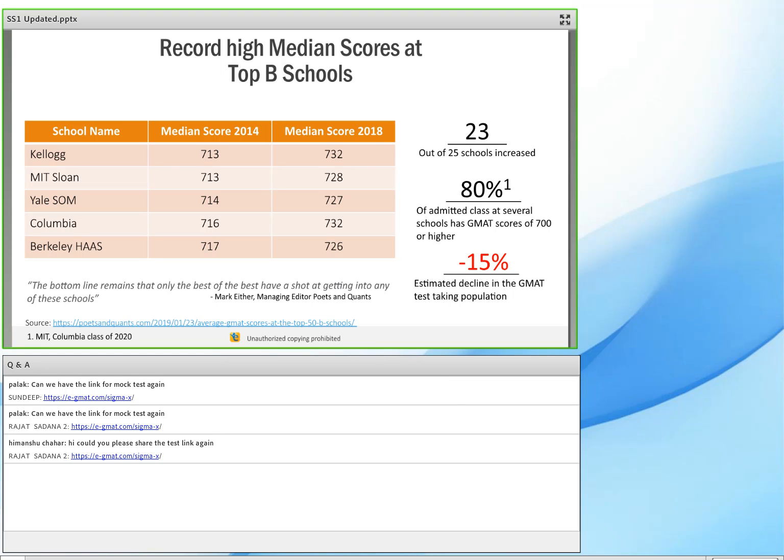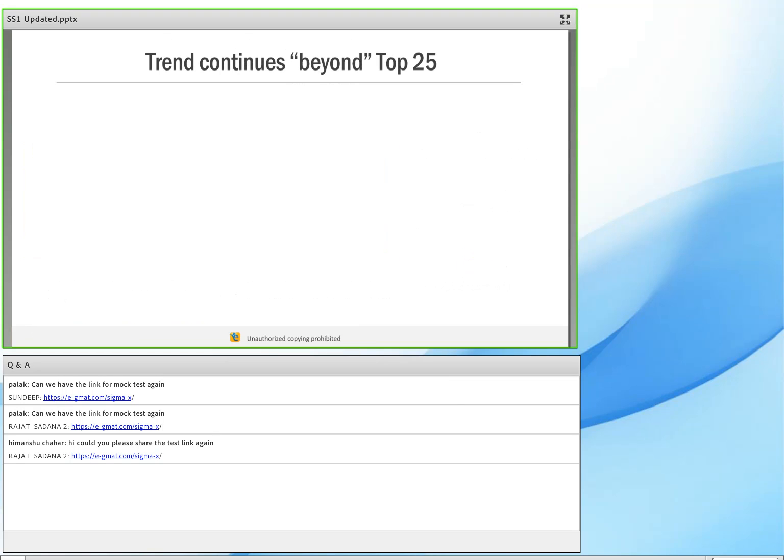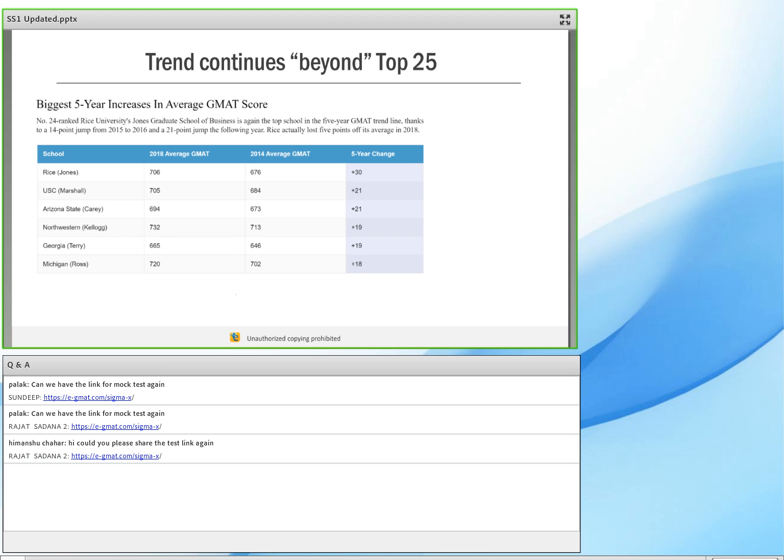And this trend doesn't stop at the top 25. It actually continues beyond the top 25. This is a stat that looks at where the 5-year increase has been the highest. When you look at the 4 black dots, it's not tier 1 schools, it's tier 2 schools. Only the 2 rows where you don't see black dots are tier 1 schools. So whatever tier 1 schools do, tier 2 schools follow, and it seems they're following with more than their fair share.